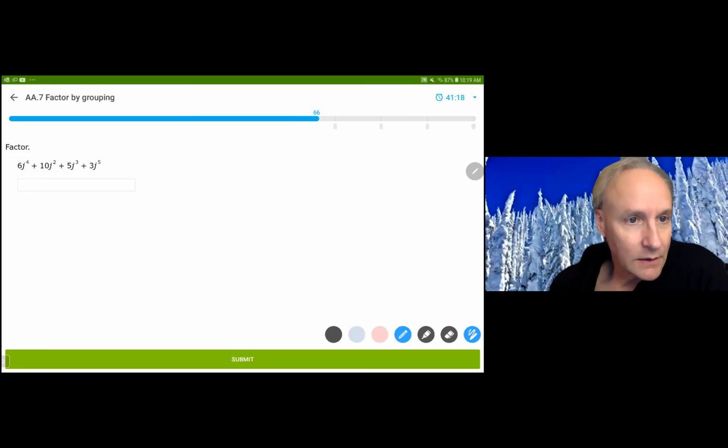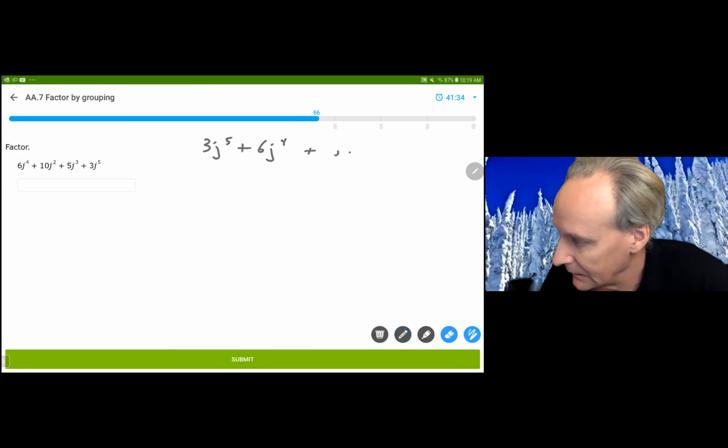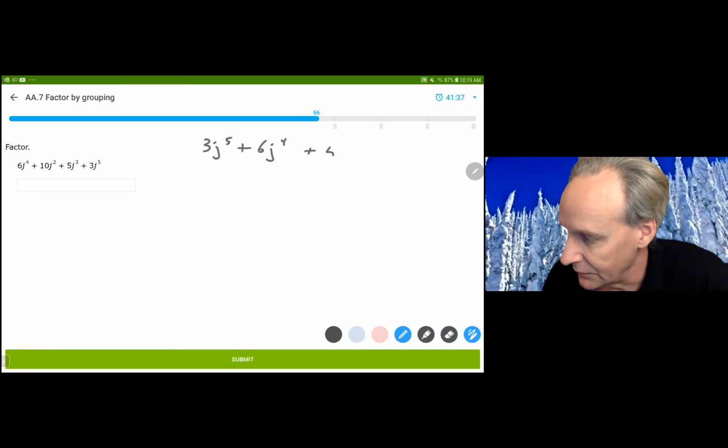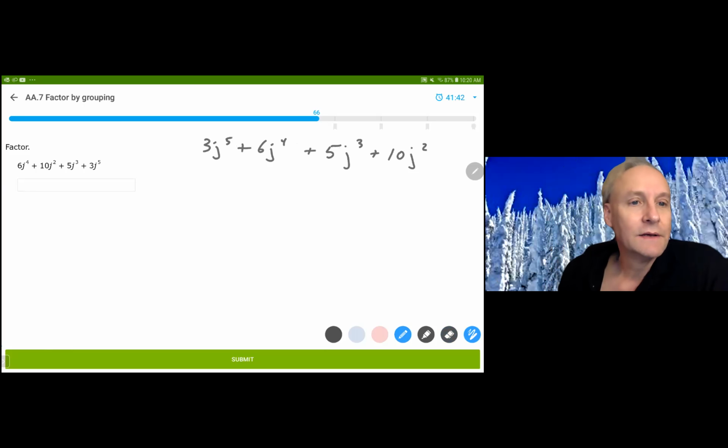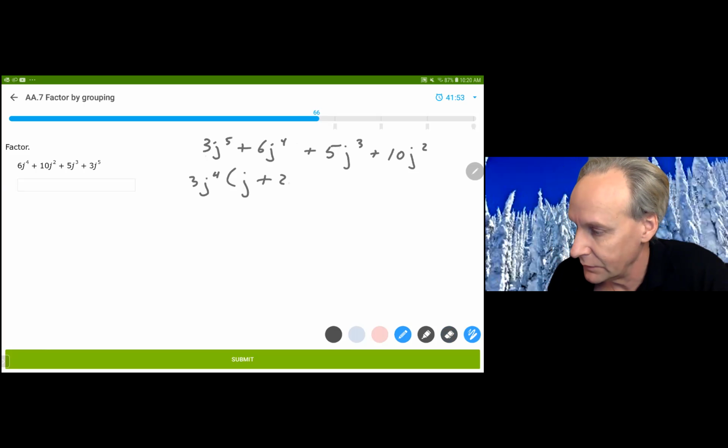Bad, bad, bad. Okay, looks like we better write this in descending order. So I've got 3j to the 5th plus 6j to the 4th plus 5j cubed plus 10j squared. There we go. So I'm going to take out a 3j to the 4th, which leaves me with 1j plus 2. And I'll take out a 5j squared.